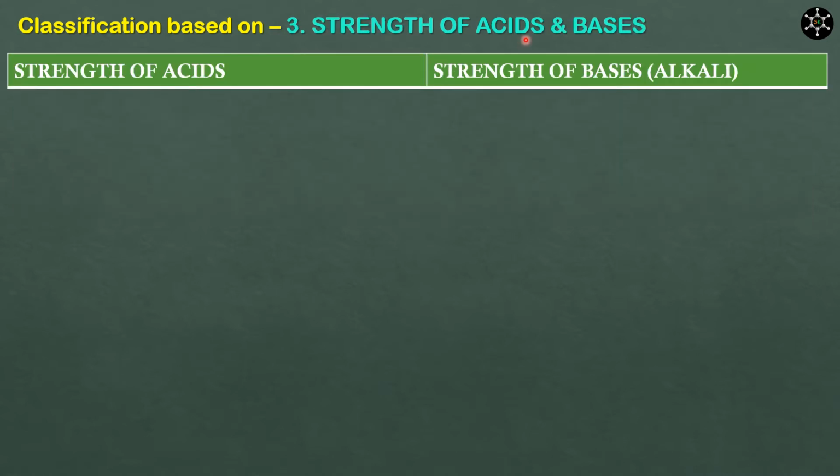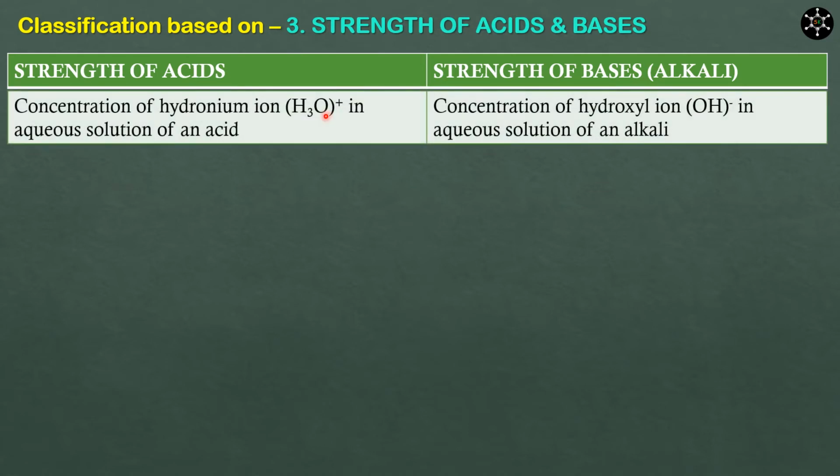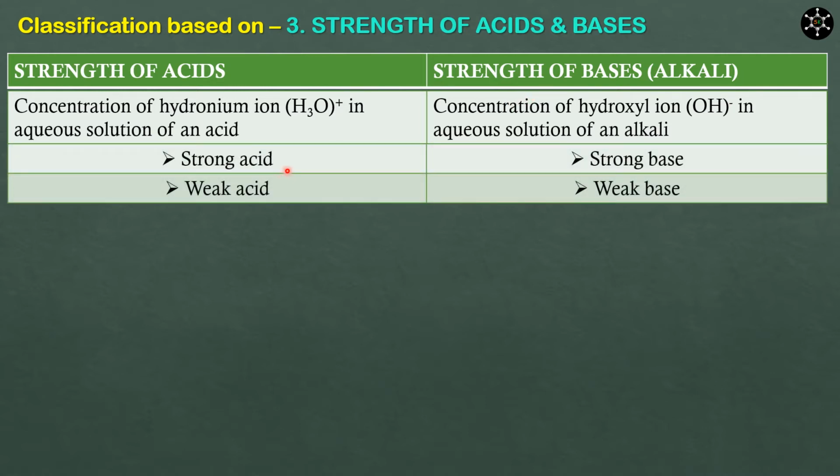This classification is based on strength of acids and bases. By bases we mean alkali. Strength of acids means concentration of hydronium ion in aqueous solution. Strength of alkali means concentration of hydroxyl ion in aqueous solution. Based on strength, we have strong acid and weak acid. Similarly, strong base and weak base.